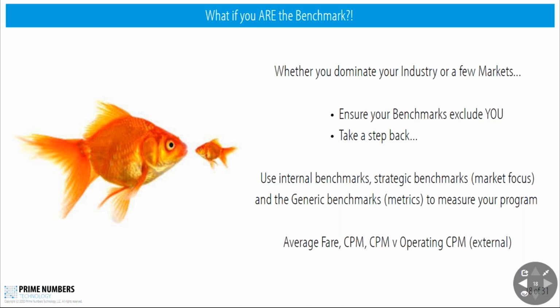Then you're going to look at the generic benchmarks and the metrics to measure your program. So you're going to look at average fare, cost per mile, and cost per mile versus operating cost per mile, which is an external metric published by the airlines to understand how close you could possibly get to the lowest cost, which is what the airlines operate at per mile in the market you dominate. So when you dominate a specific market, when you are the benchmark, there's a special approach you should take.